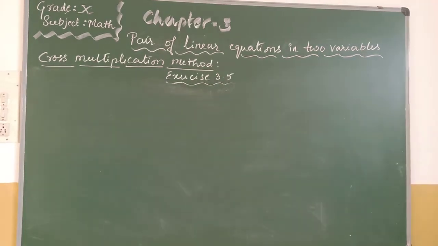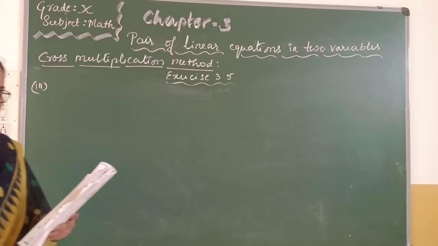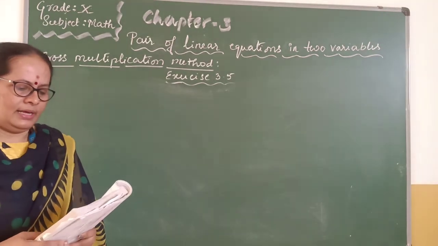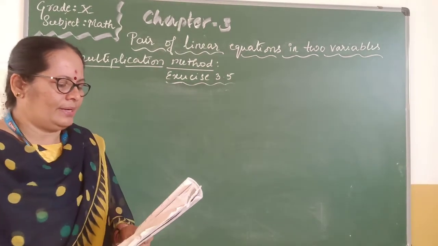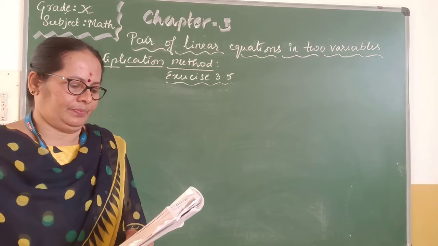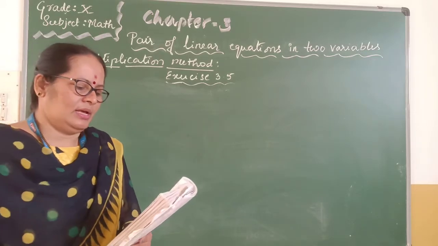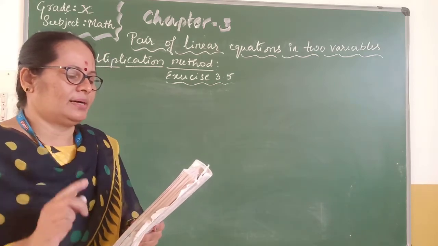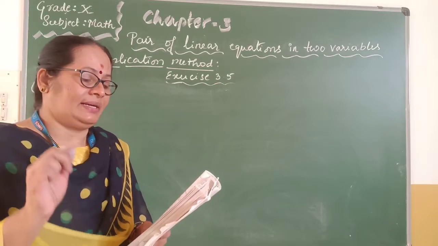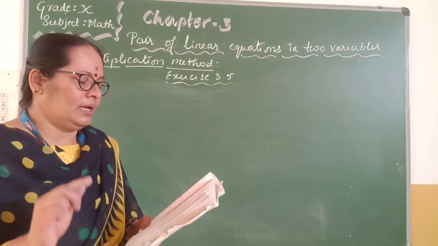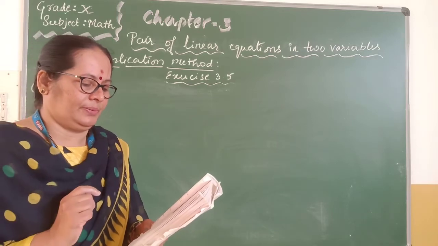Okay, question number 3. Yash scored 40 marks in a test, getting 3 marks for each right answer and losing 1 mark for each wrong answer. This is the first condition.